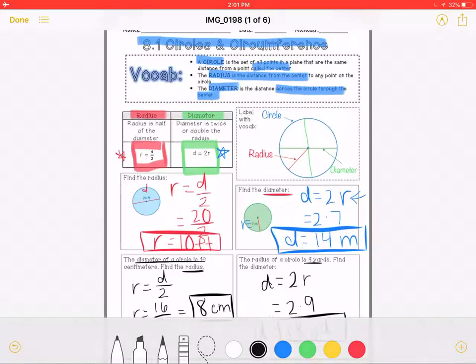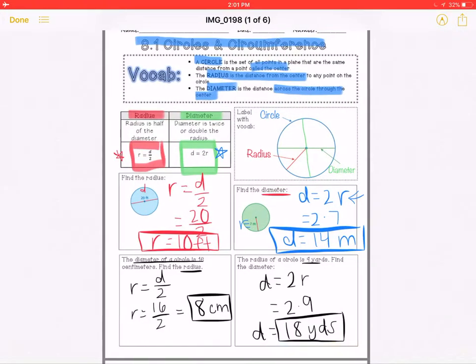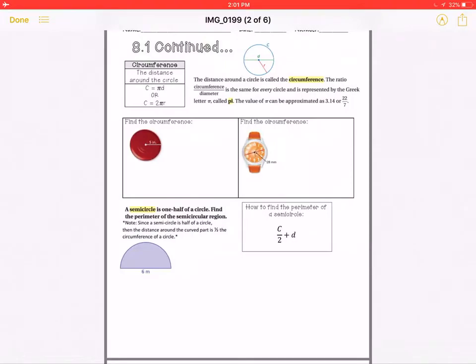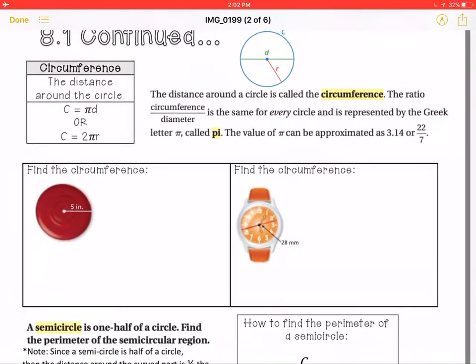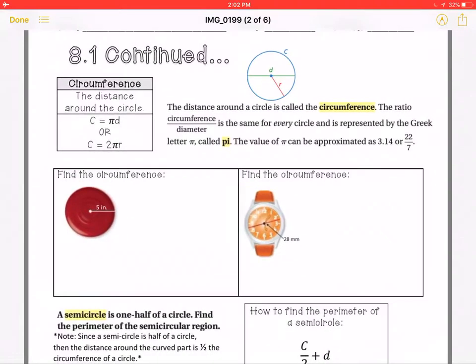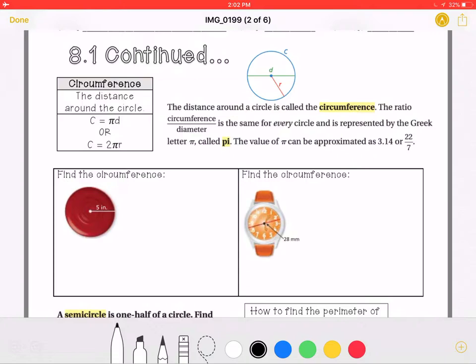Let's move on to our next page. This lesson does continue on to another page. We're going to start to talk about another thing. So we practiced diameter and radius of circles. Now we're going to look at and find the circumference of a circle. Circumference is the distance around the circle.